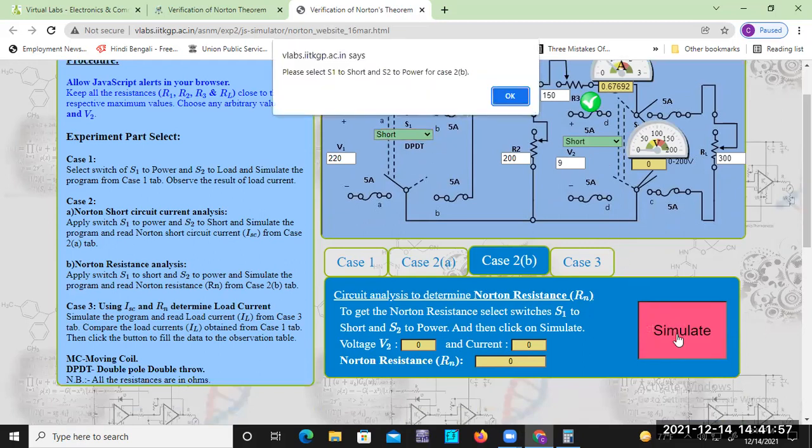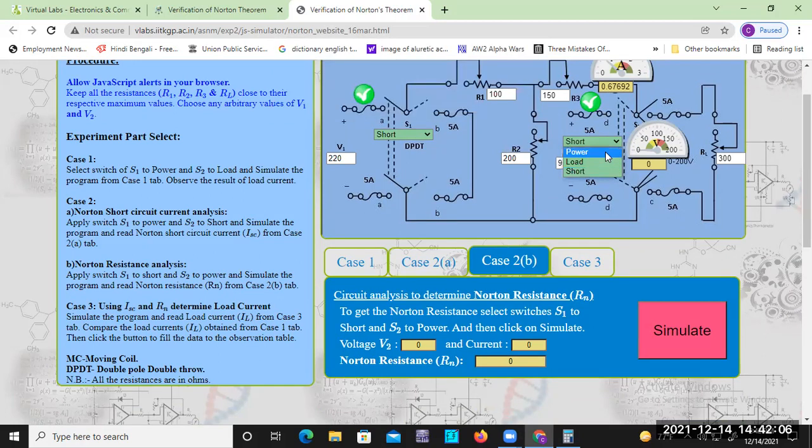So just simulate it. Please select S1 to short, and S2 to power. Yes, then we have to simulate. Yes, we get voltage source is 9, current is 0.04 something, 15 ampere. So resistance is 216.67. Just remember this thing. We have to verify for every angle, each angle.